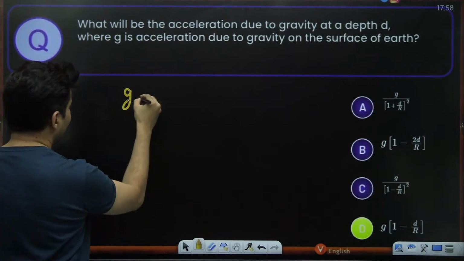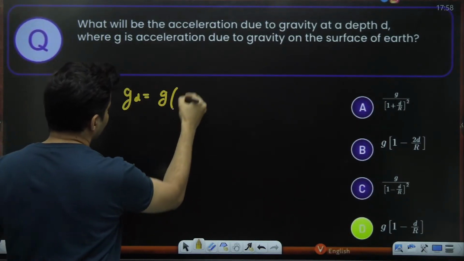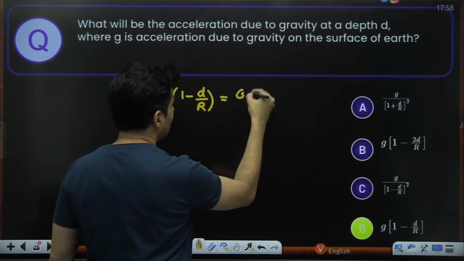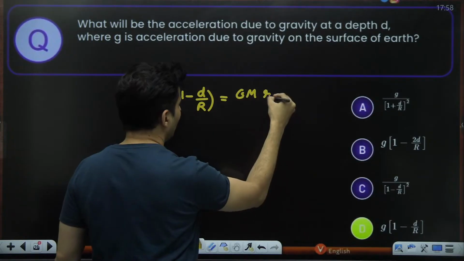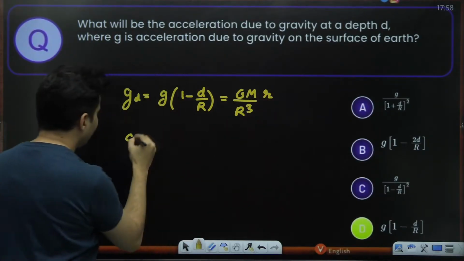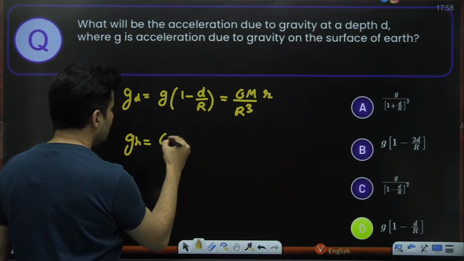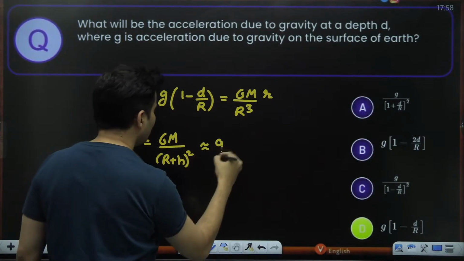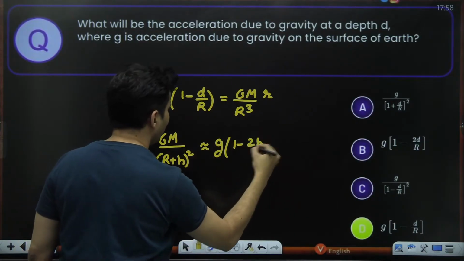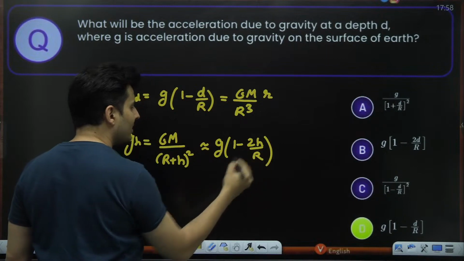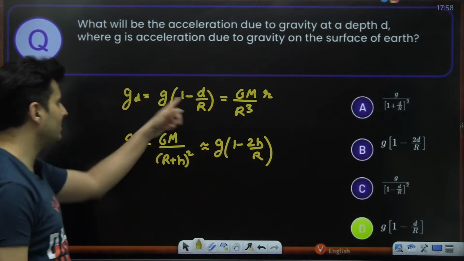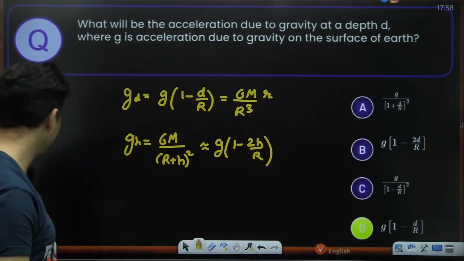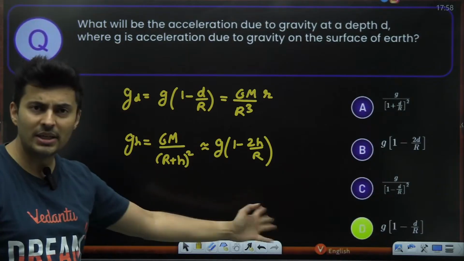In fact, see guys, gravity at depth d has the formula g(1 - d/R), which you can also write as GM r divided by R cubed. Gravity at height h has the formula GM divided by (R + h) whole squared, which approximately becomes g(1 - 2h/R) for very, very small heights. So this is an approximate formula, and the other is the exact formula. That 2 is there in height, and in depth only a single d is there, no 2 times. So option D directly.